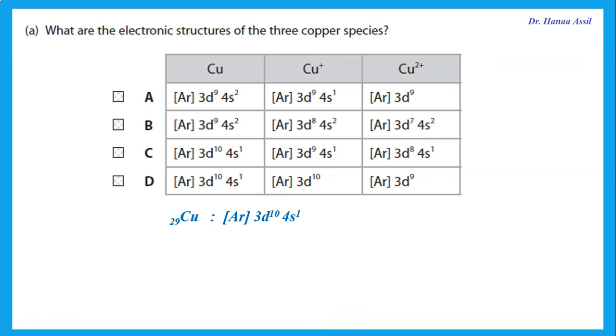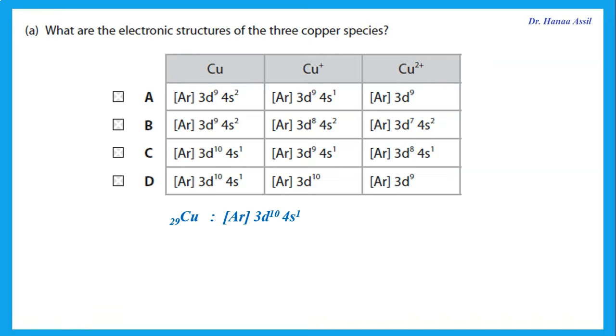So if you look at copper, copper has atomic number 29. That means the distribution would be 3d10, 4s1. Remember, we're supposed to fill the 4s before the 3d. So actually it should be 3d9, 4s2, but the 3d needs only one more to be filled. So we take one from the 4s and put it into the 3d, and that means the configuration for copper is actually 4s1, 3d10. So that is the copper metal. So my answer is C or D.